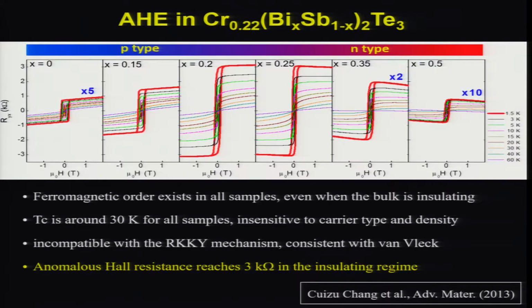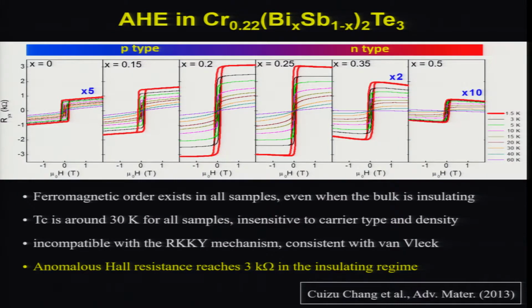Then in these alloys, we dope chromium into it, and you can see at the two ends, the Hall resistance is very small. This is multiplied by 5 or 10, so the true value is something like 50 or 100 ohm. But in the middle, when we are in the insulating regime, you can see it's still ferromagnetic, and now the anomalous Hall effect is huge. It reaches 3 kilo ohm at zero magnetic field. Now it's only one order of magnitude away from the quantized value, so we are very happy about this. Again, this is also a very strong indication that Fang, Zhong and Dai's theory is correct, because in this insulating regime, we still have very strong ferromagnetic order. So the Van Vleck mechanism should work in this regime.